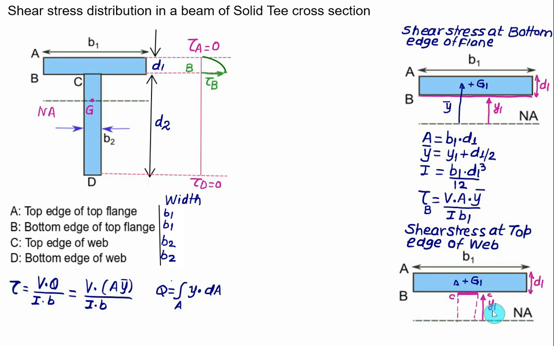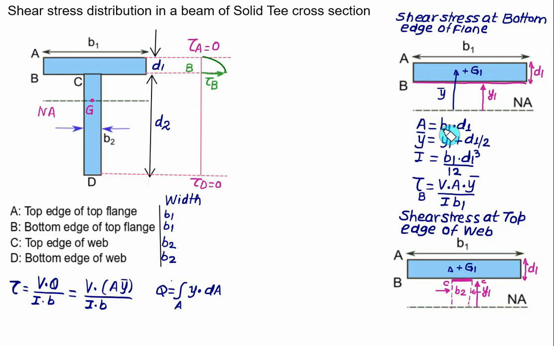For this section our distance is y1 from the neutral axis. It means that the area remains the same, y bar remains the same, and I also remains the same. The only thing that will change is the value of B. So this value of width will be equal to B2. That is B2 you have to select. Otherwise everything remains the same.